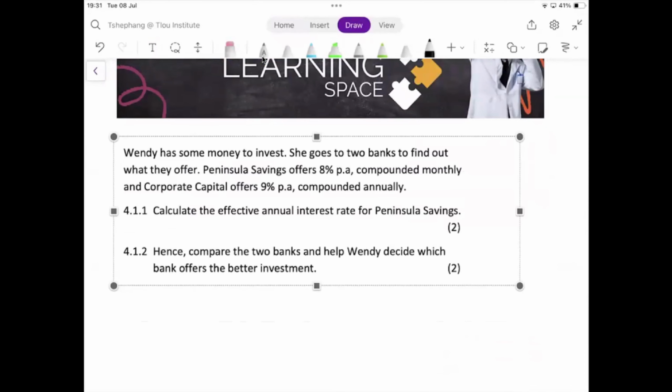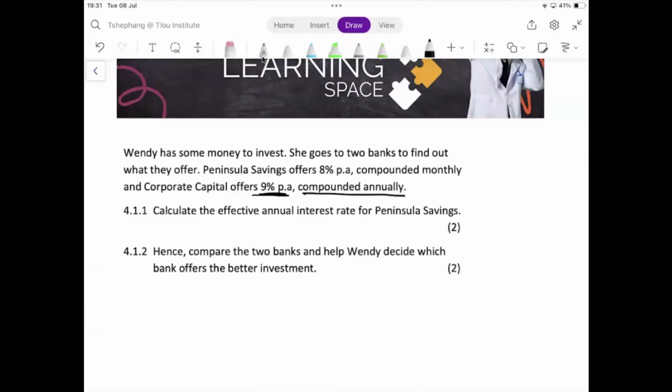Wendy has some money to invest. She goes to two banks to find out what they offer. Peninsula Savings offers 8% per annum compounded monthly, and Corporate Capital offers 9% per annum compounded annually. Calculate the effective annual interest rate for Peninsula Savings. That's the first part. Now, part B, hence compare the two banks and help Wendy decide which bank offers the better investment, right? It might look like Capital offers more because it says 9%, but it's compounded annually.